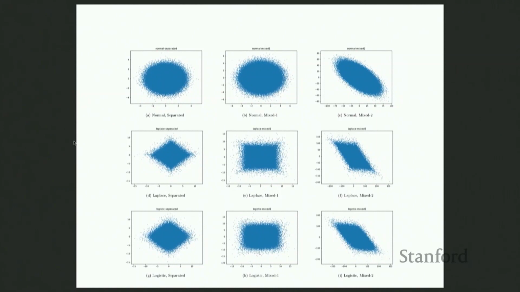Right? So what do we have here? We assume that Si and Sj must be independent, and we also assume that each of the Sj's must not be Gaussian. The first row, all three correspond to Gaussian distribution. The second row, all three correspond to Laplace distribution, and the third, all three correspond to logistic distribution.